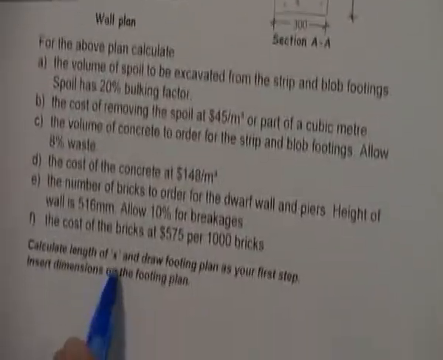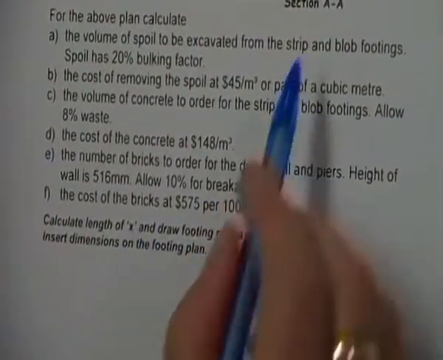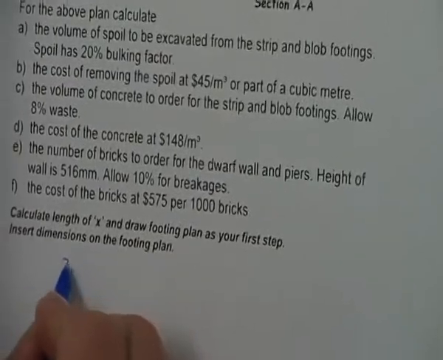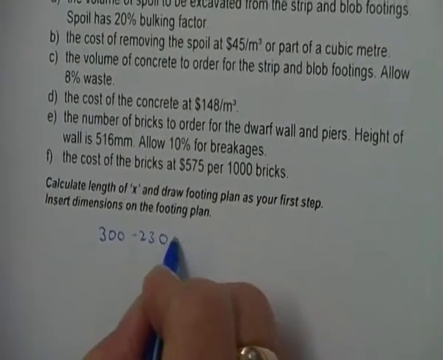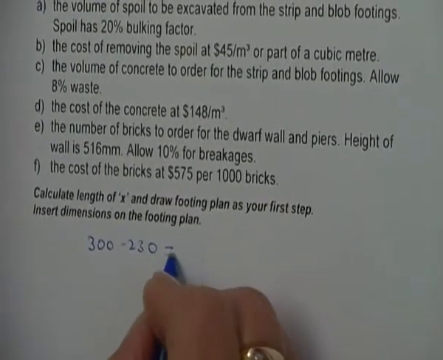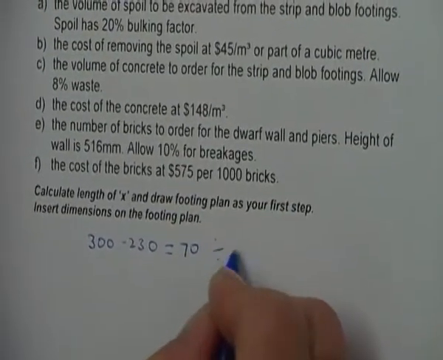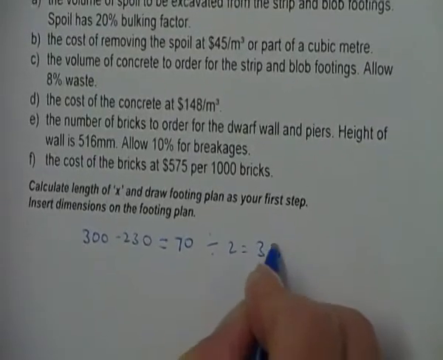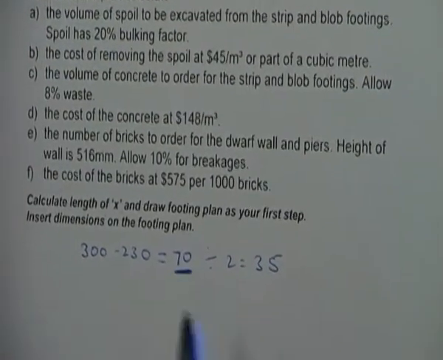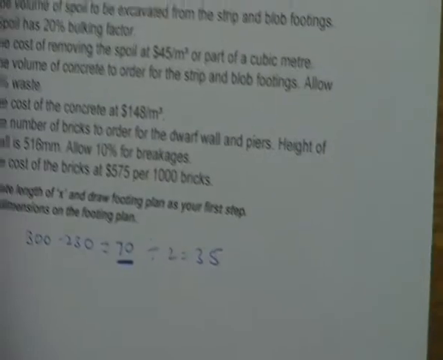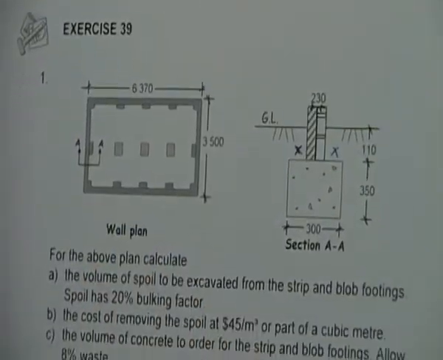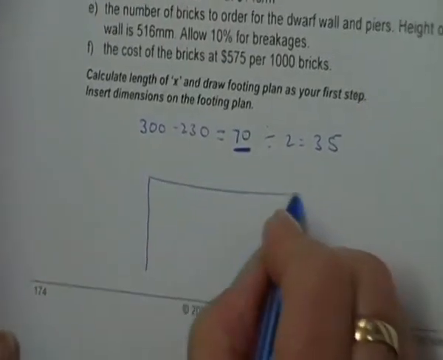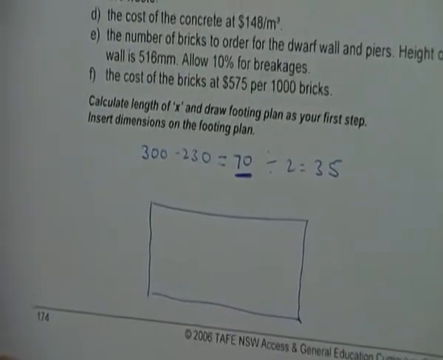So it says calculate the length of X. So it's the width of the footing, so it's 300 minus the 230 for the bricks. So that's going to give us 70. Yeah? We divide that by 2 and it's 35. But overall length we're adding 70. So if you looked at this plan here and then you're making a new footing plan, I always like to have a little drawing, just a rough one.